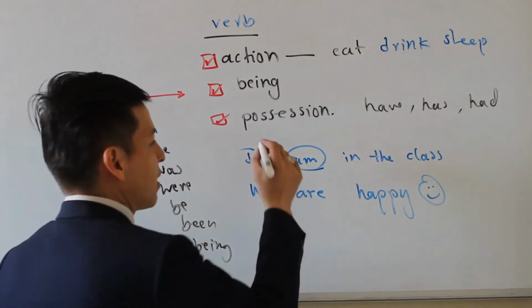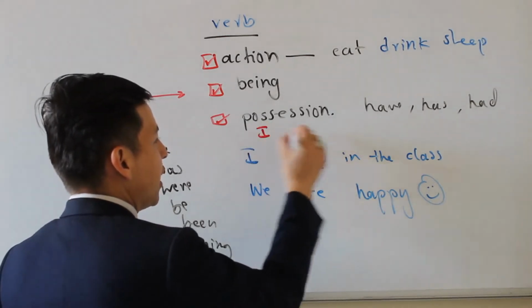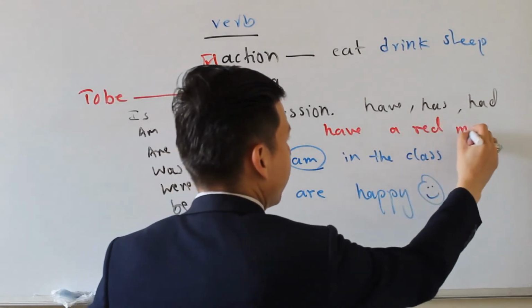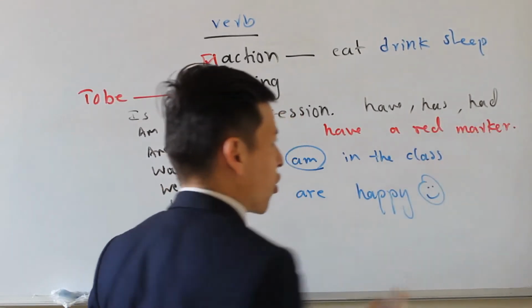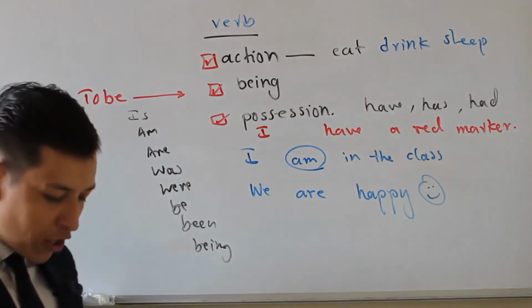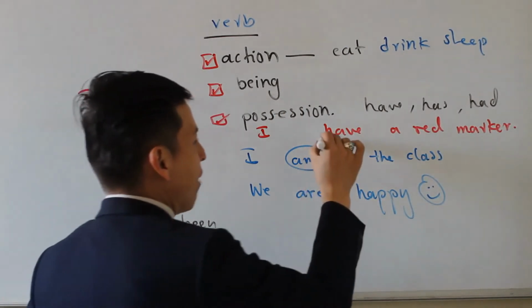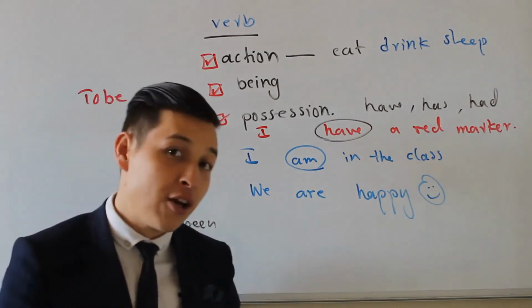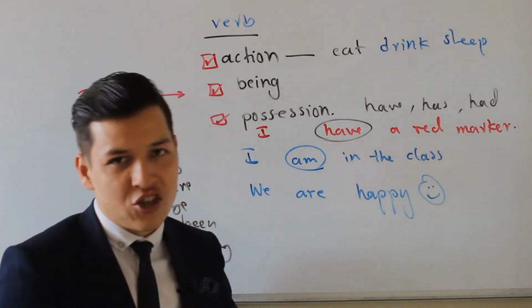For example, I will give you an example. I say that I have a red marker. I have a red marker. In here, the word have shows possession. It shows that I have a marker or I own a marker. So it is a job of a verb.